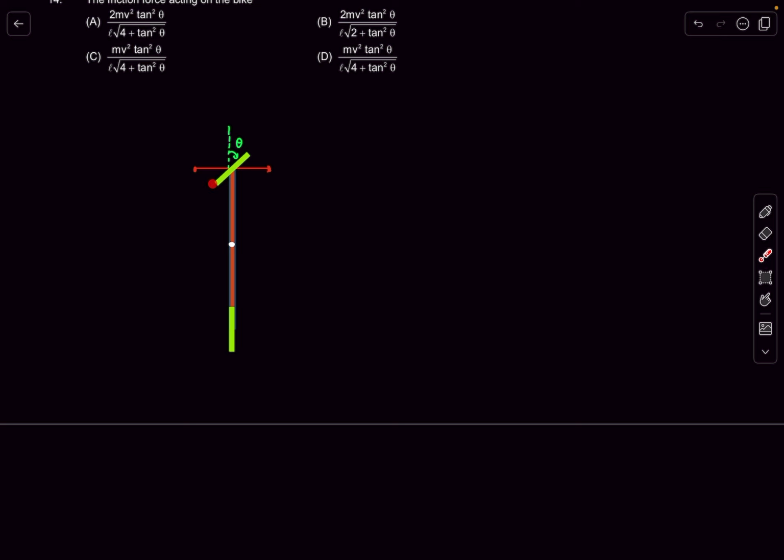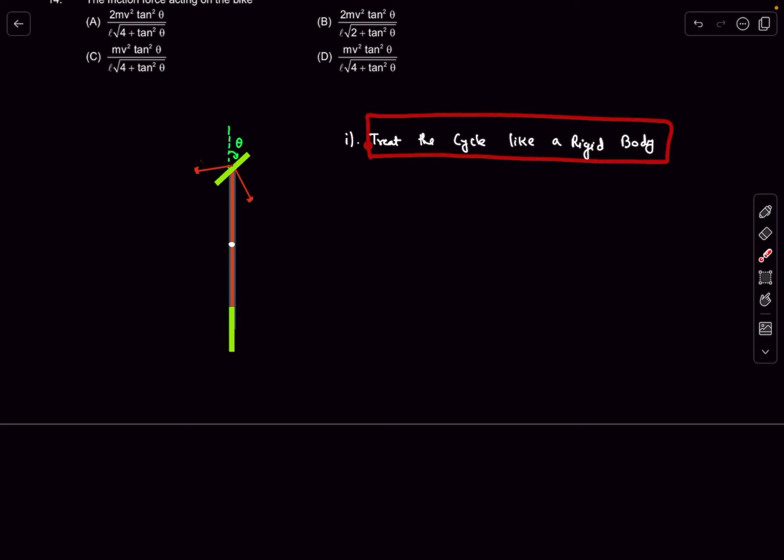Now the main idea here is that this angle theta is going to be a constant. We have to treat it like a constant, which means the relative positions of the tires are fixed, meaning the back tire will be along the frame, whereas the front tire is always making an angle theta with the frame. As the relative positions of all the equipment are fixed, we can treat the cycle like a rigid body.